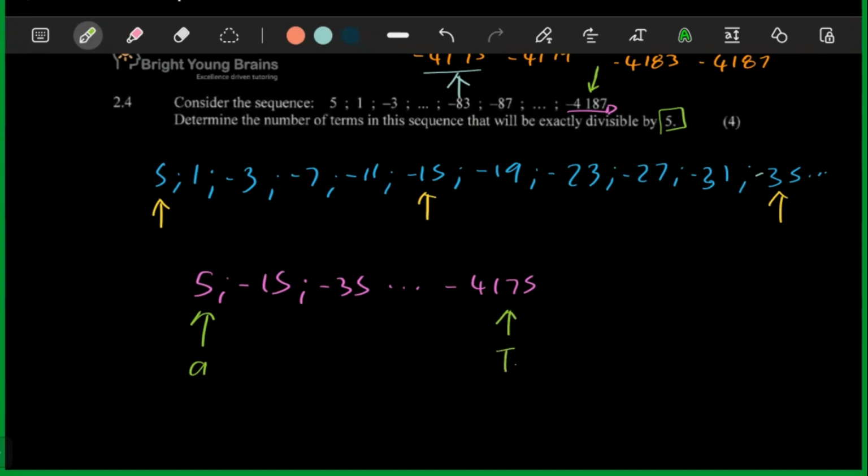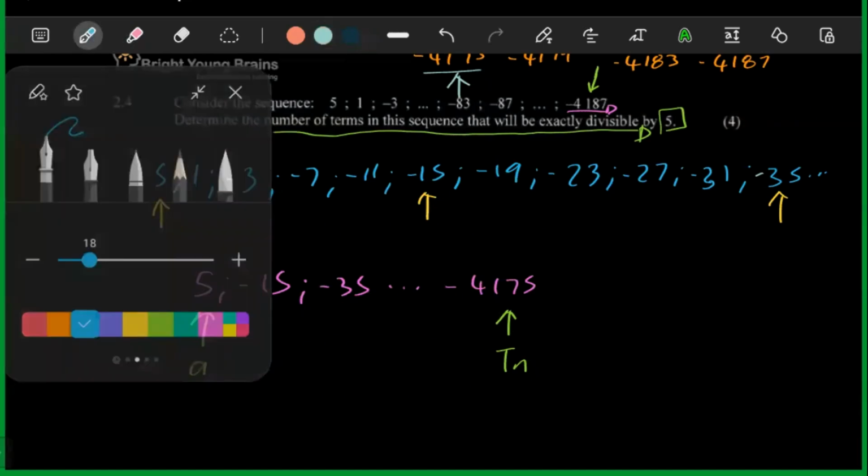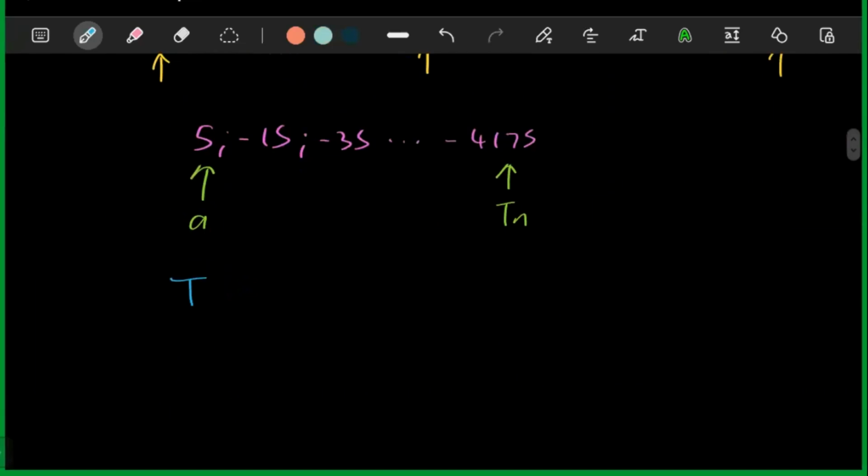And then in a situation like this one, if you're going to work out the number of terms that are exactly divisible by 5, you know they start here and they end there. So you can just work out the position of this value in this sequence, you see. So the position of this number in this sequence, it's an arithmetic sequence. So we can just use our Tn formula. Tn is equal to a plus (n minus 1)d.